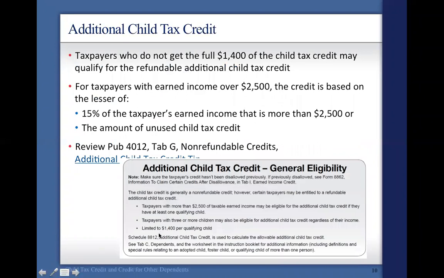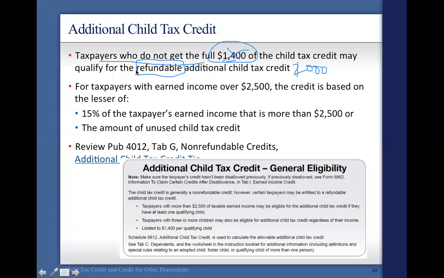So if, for example, somebody is limited and they don't get this $1,400, and why is it $1,400? Because that is the amount that is in that graduated table amount. So don't even focus on the $1,400, just focus on the words: the taxpayers who do not get the full amount of the child tax credit.